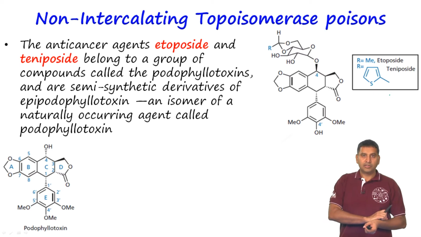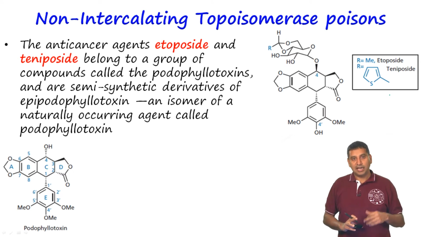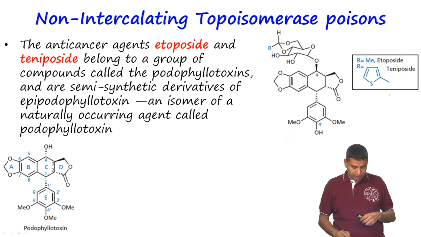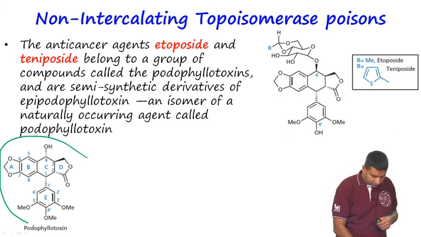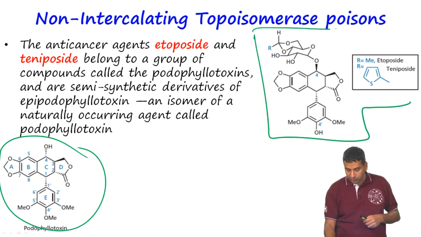Let us now look at some non-intercalating topoisomerase poisons. The anti-cancer agents Etoposide and Teniposide belong to a class of compounds known as podophyllotoxins. These are semi-synthetic derivatives of an isomer of the naturally occurring agent called podophyllotoxin. So, here is the structure of the natural isomer, and here is the structure of Etoposide and Teniposide.